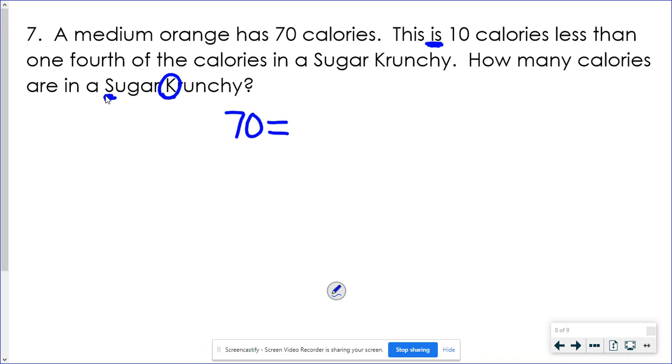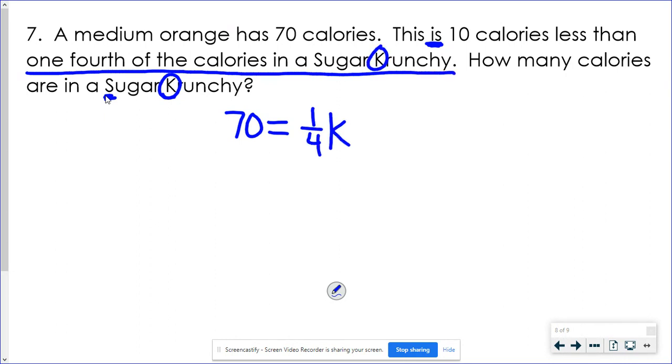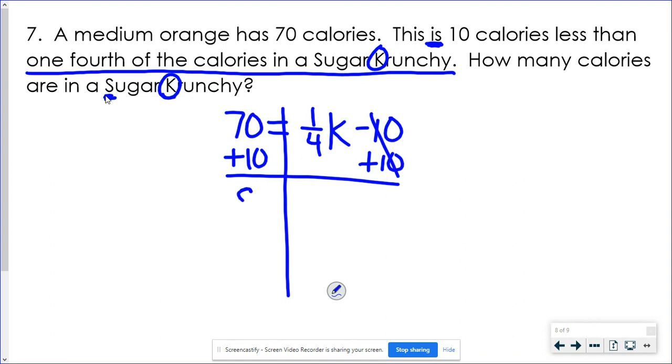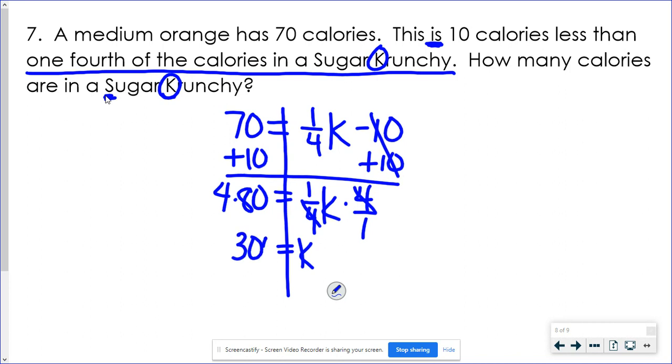Again, the less than is the tricky part. Ignore the 10 less than for a second. How would I write 1/4 of the calories in a Sugar Crunchy? Remember, we're going to use a K for that. That's 1/4 K. That whole line just turns into 1/4 K. And I want 10 less than that. So we would add 10 to both sides. And then we're going to multiply by the reciprocal, 4/1, or just 4. So, I multiplied wrong. A Sugar Crunchy has 320 calories.